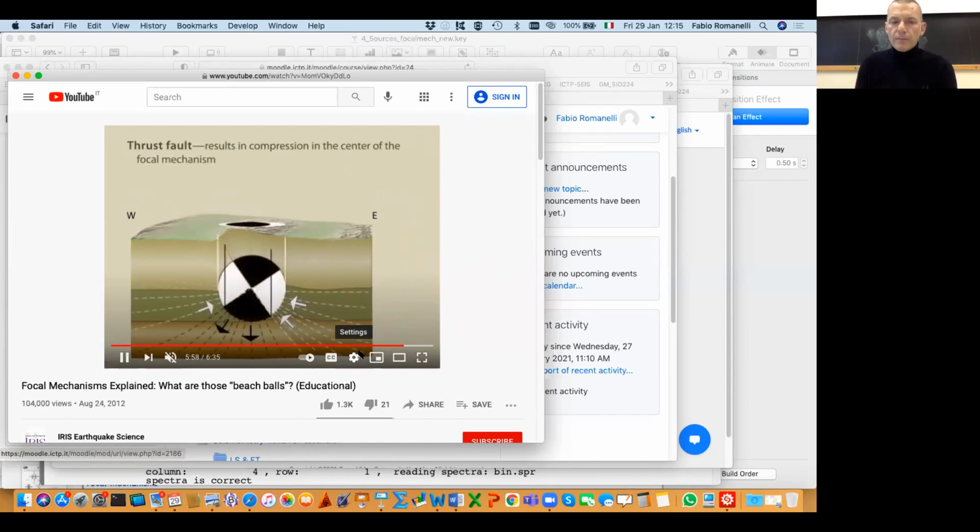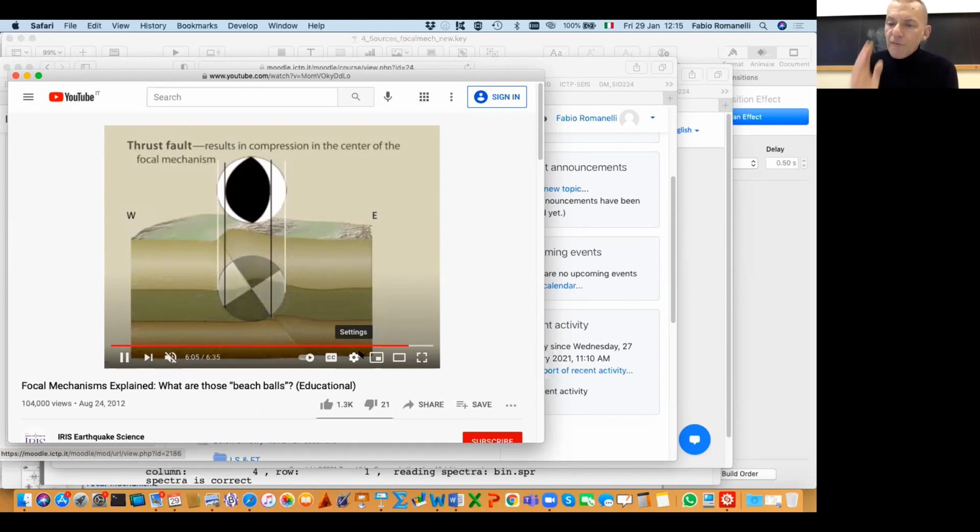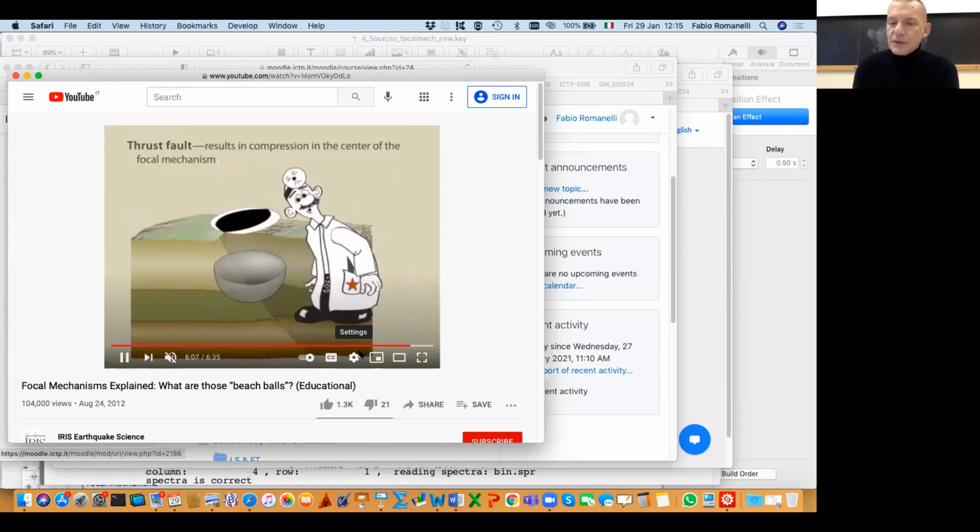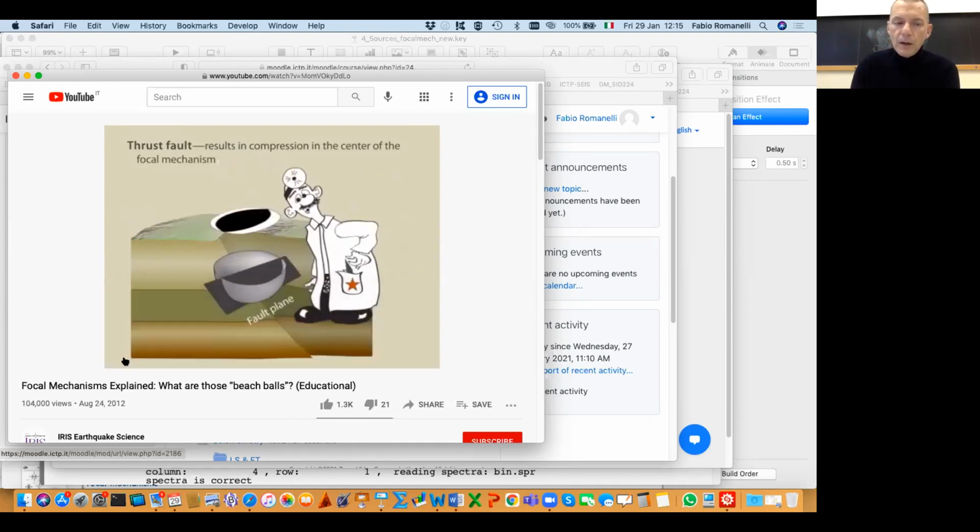Okay. So that's the way to distinguish normal mechanisms from thrust mechanisms. This is your first homework.